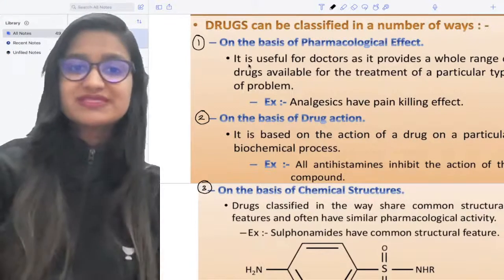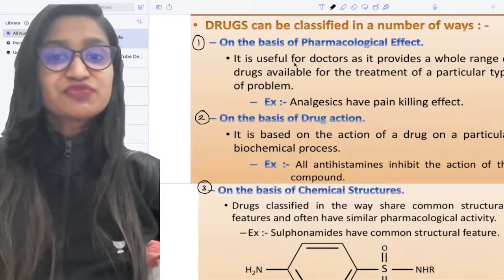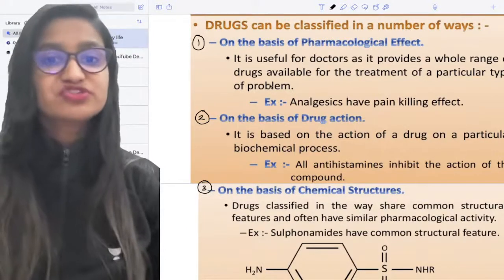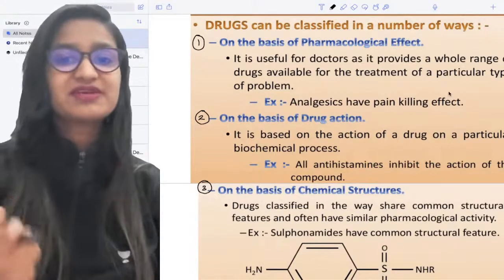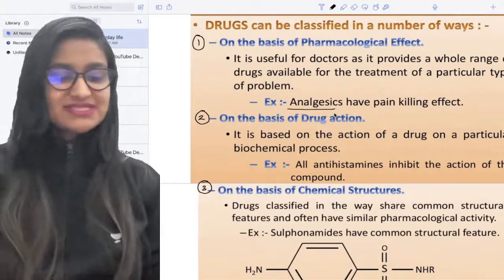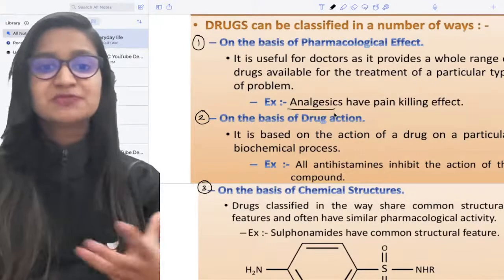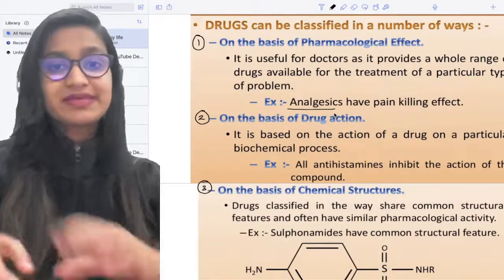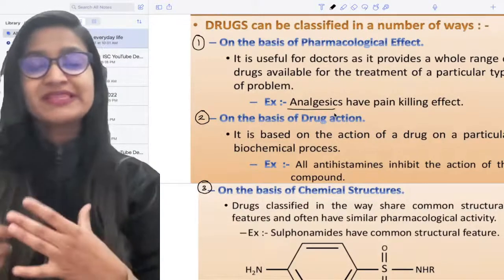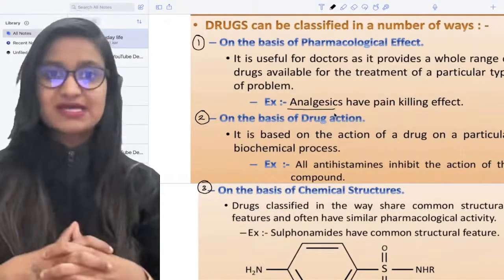Okay, so you can see here that the classification on the basis of pharmacological effect is used by doctors, as it provides a whole range of drugs available for the treatment of a particular type of problem. If you look at analgesics, what effect do analgesics have? They have a pain killing effect. They are used as pain killers. So you classified them category-wise, that whichever are pain killers fall in the analgesics category.